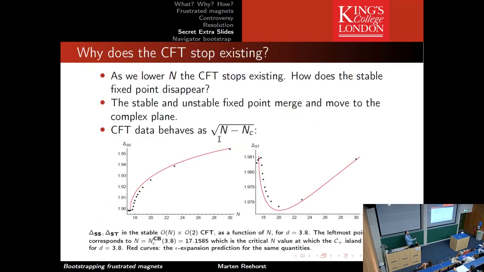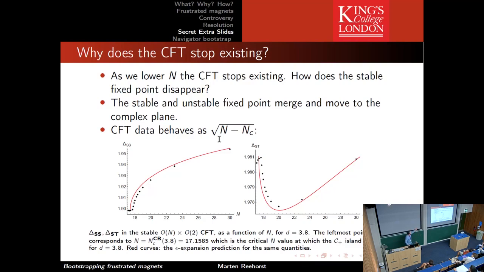If I have 1 minute, you could also ask, why does this CFT stop existing? The expectation is that a fixed point stops existing because it collapses, merges with another fixed point, and then moves off into the complex plane, so that at that point there's no real fixed point solution anymore, no real CFT. If this happens, then it's also the expectation that CFT data approaches some special value as a square root of the distance to this critical value where this merger happens.